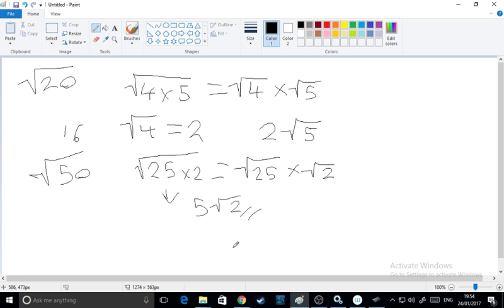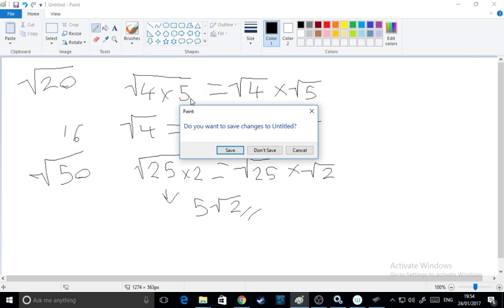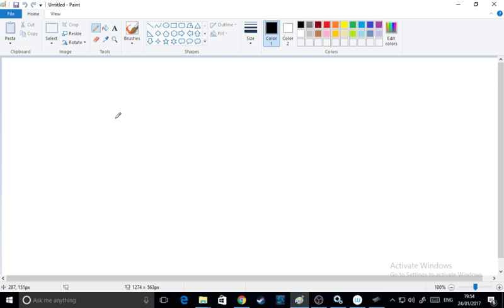So let's check that answer. Where are we? Question 3 on exercise 1G. Forgot to mention that, by the way. 5 root 2. Yeah, so that's all good. Let's take this to the complex level now, and do the hardest one on exercise 1G.